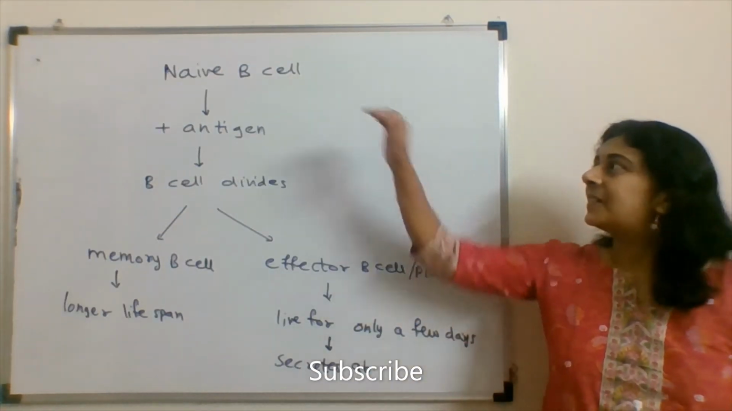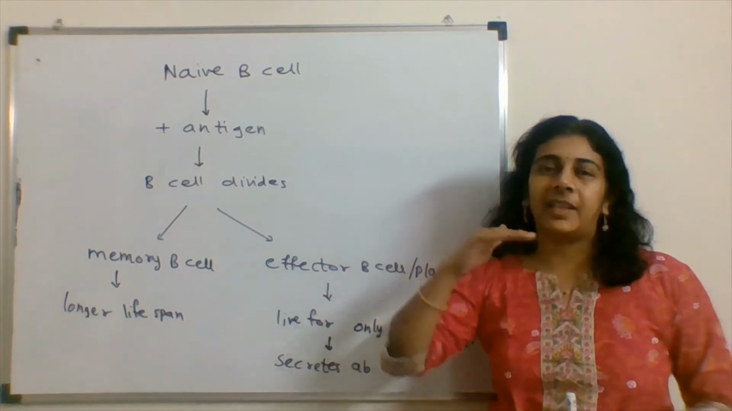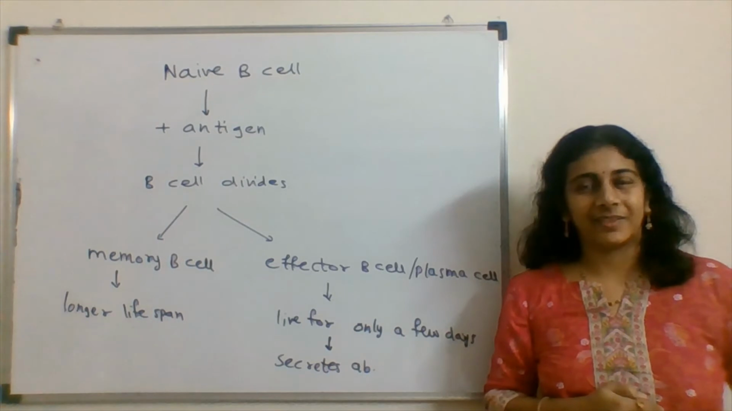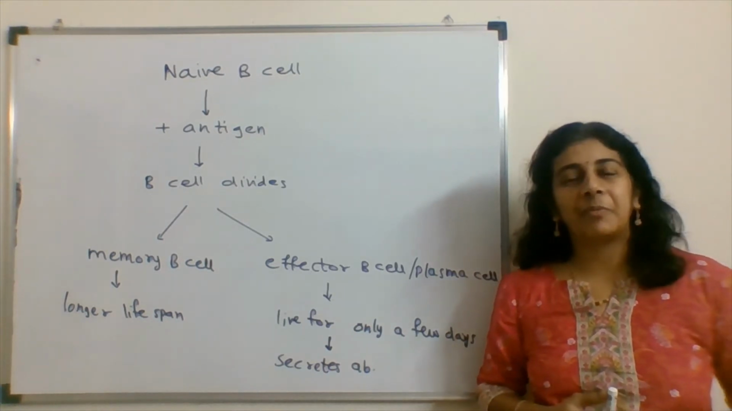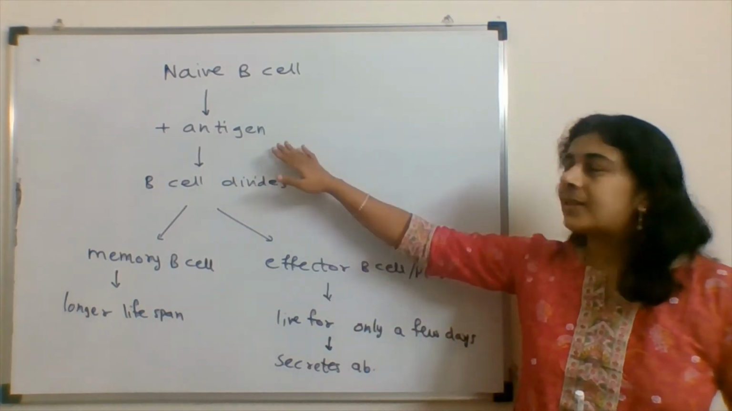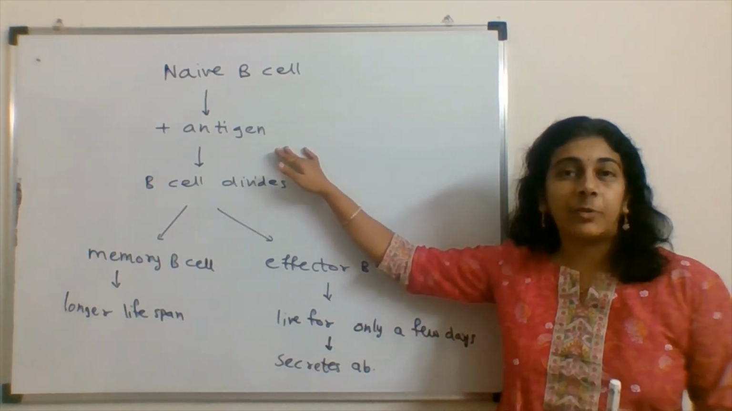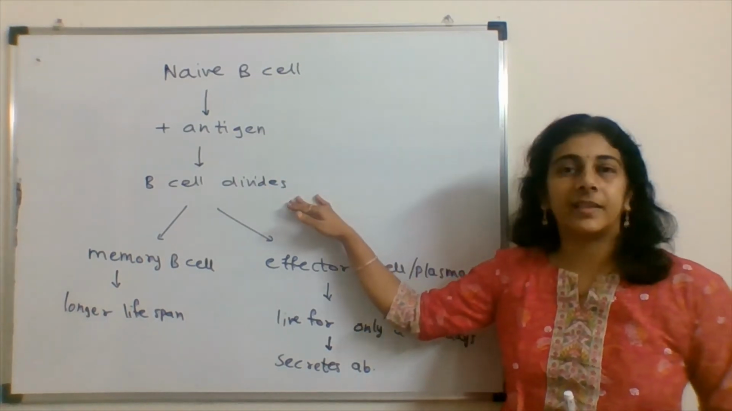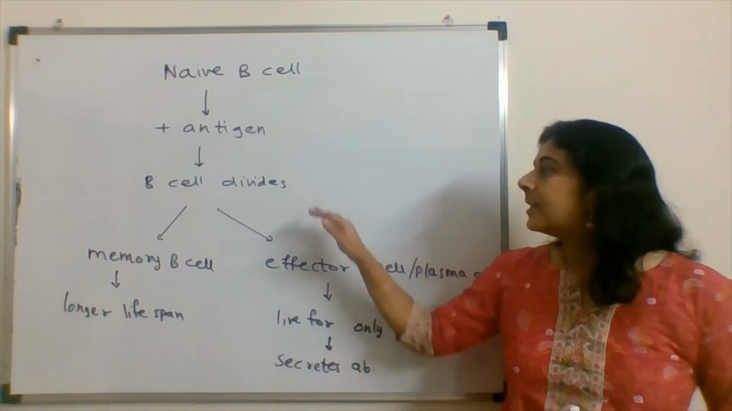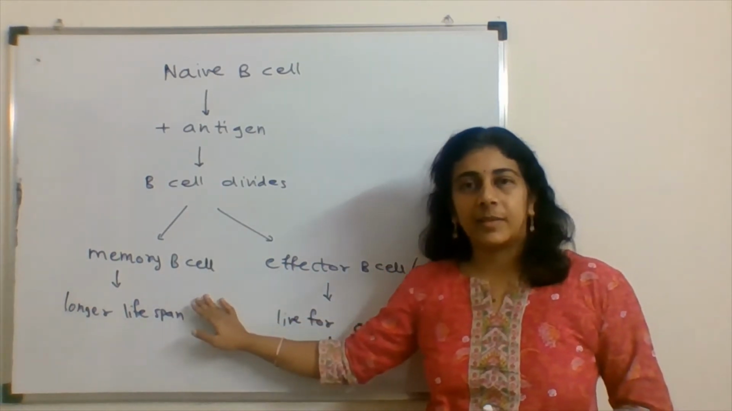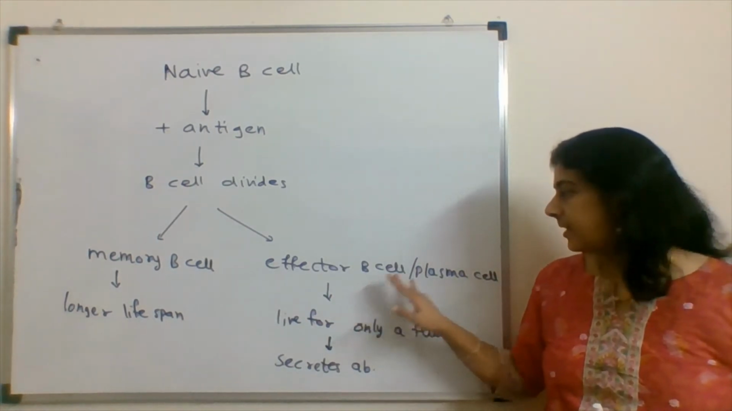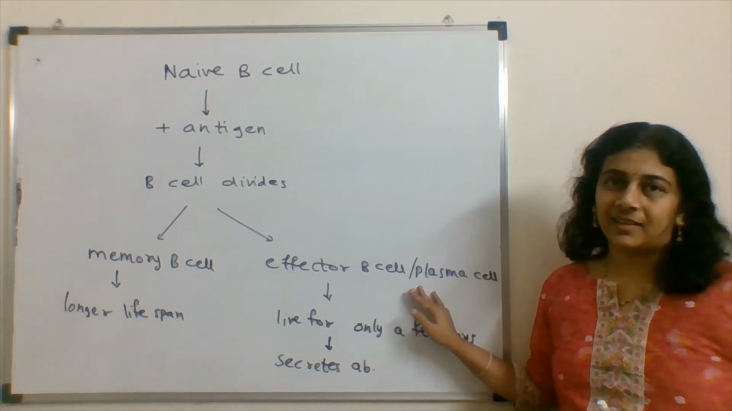This is a naive B cell. A naive B cell is a B cell which has not encountered antigen yet. This is a newly formed B cell which is circulating in blood. As soon as it encounters the antigen, it starts dividing. It proliferates and divides into two cells, memory B cell and effector B cell. Effector B cell is also called a plasma cell.